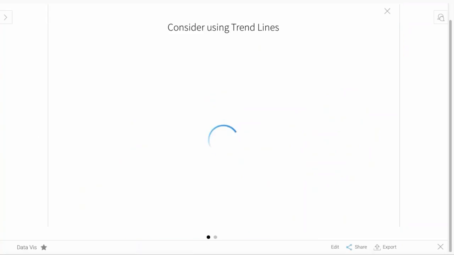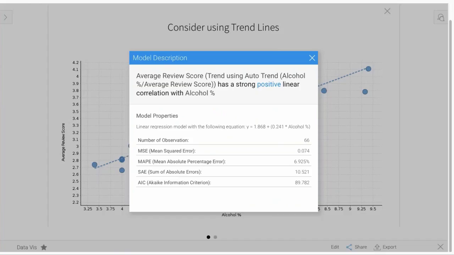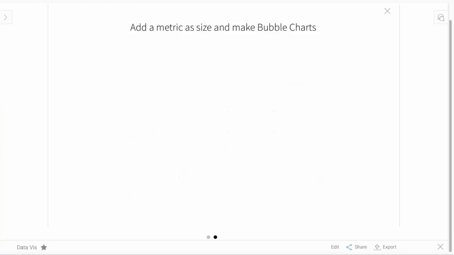Now, one of the things I do love about Yellowfin is that we make it very easy to add trend lines to your charts, including your scatter plots. And this makes it much easier for non-technical users to look at the correlations, and Yellowfin can tell you what the correlation means. In this case, there's a strong positive linear correlation. So that makes it a lot easier for non-technical users.